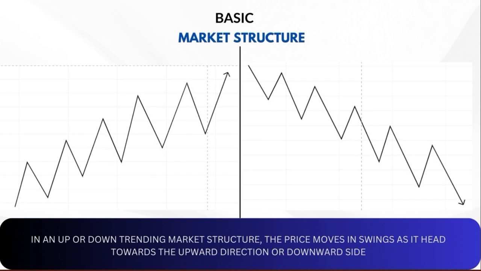So in a basic market structure, you have something like this. You can see the image I put in here, or the sketch, how the price keeps breaking the highs or the lows, depending on the direction. So in an up or down trending market structure, the price moves in swings as it heads towards the upward direction or downward direction. That's the same thing as price breaking structures. The price doesn't just move all the way to the upward side vertically or to the downward side, right? The price moves in swings, in the process breaking structures towards the upward side or towards the downward side. So this is a clear example of a basic market structure in sketch, right?